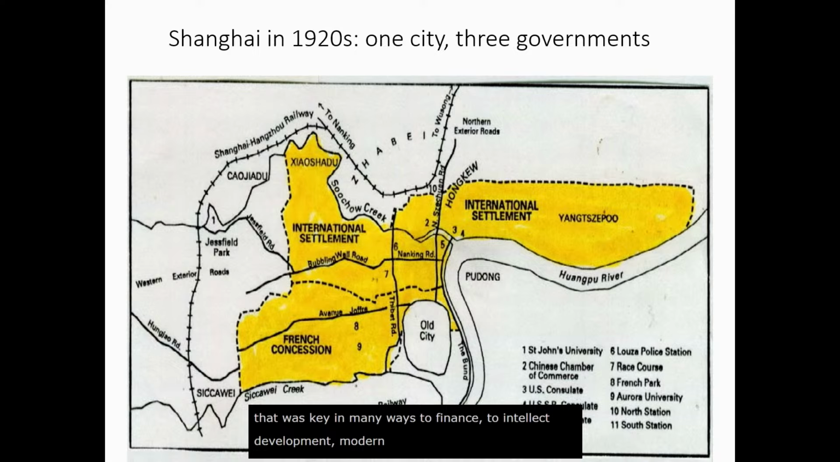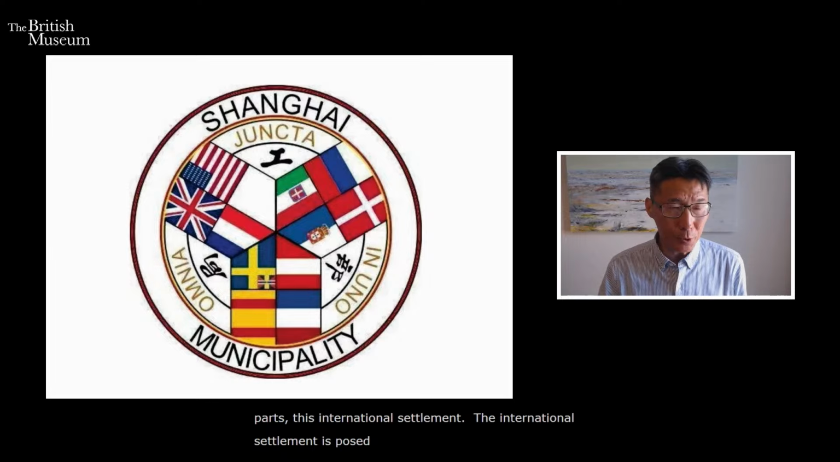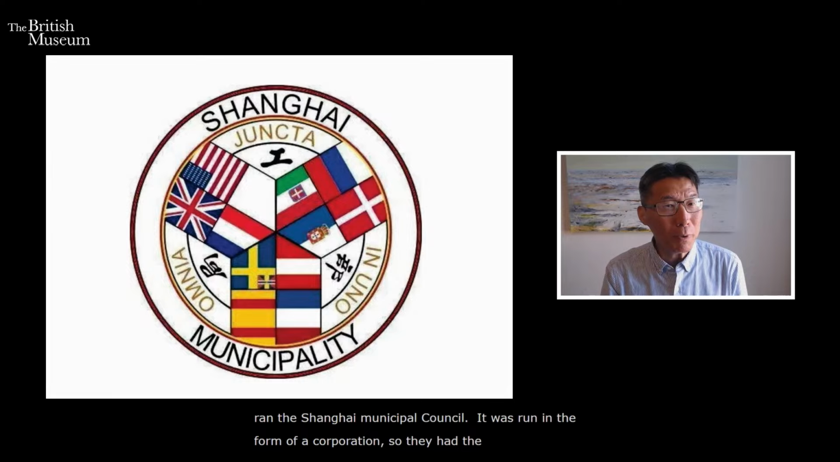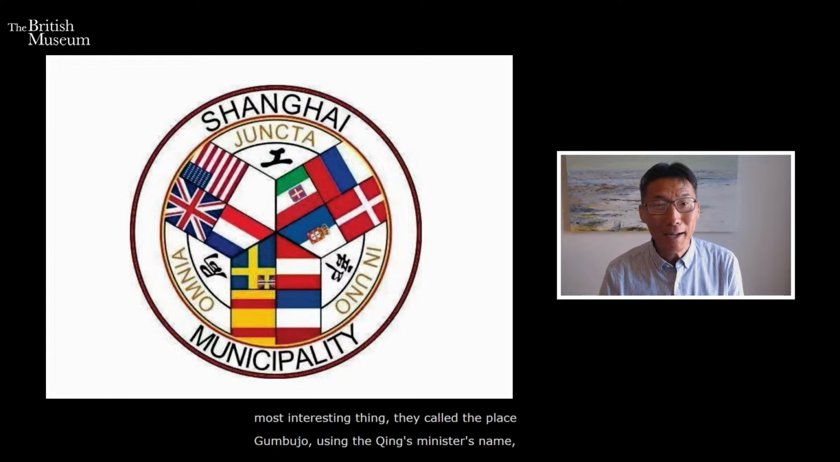And this is one of the most interesting parts, the international settlement. The international settlement is composed of 11, 13 countries, and they run the Shanghai Municipal Council. It was run in the form of a corporation. And so they have Latin names, the different national flags and all of that. But most interesting, they call the place Gongbuju, which is using the Qing minister's name. So even for the foreigners who are staying here, they were saying, we are here to stay. We are actually, to some degree, a Chinese institution.